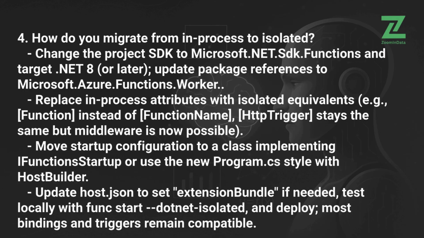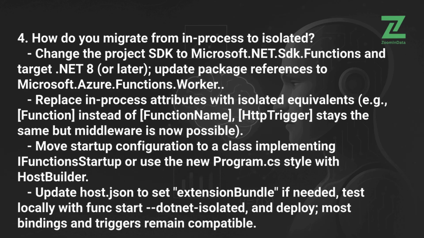4. How do you migrate from in-process to isolated? Change the project SDK to Microsoft.NET.Sdk.Functions and target .NET 8 or later, update package references to Microsoft.Azure.Functions.Worker. Replace in-process attributes with isolated equivalents, e.g., Function instead of FunctionName. HTTP trigger stays the same but middleware is now possible.